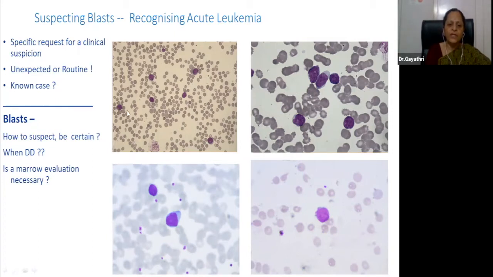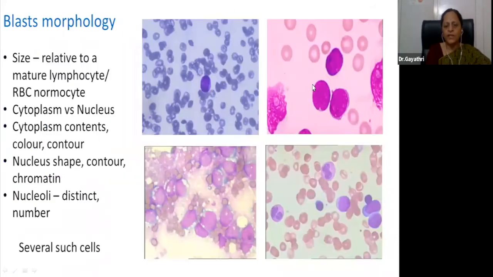At low magnification itself, you should suspect that this particular slide, this particular case, requires your attention to pick up these blasts. So screening is done at low magnification, graded: start with 10x, look at the range of WBC variation, then identify the areas which could be suspicious, focus on them, and then you will pick up the abnormal cells. So this is a blast again.